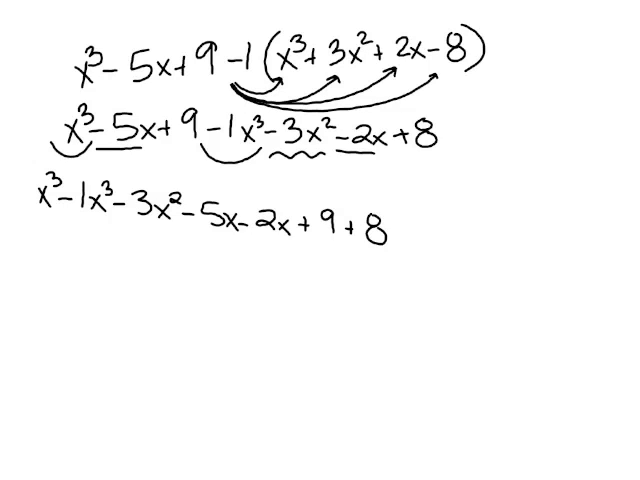Okay, so combine x cubed minus 1x cubed is? They cancel each other. 0. And then negative 3x squared. Is there another x squared? No, there's negative 3x squared. Negative 5x minus 2x is negative 7x. Negative 7x plus 17.